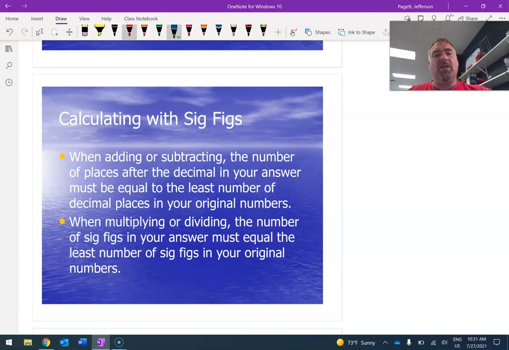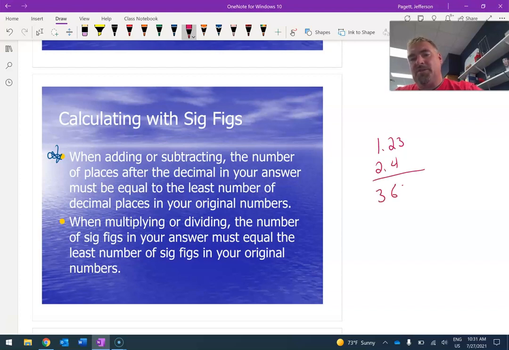But remember that when you're adding or subtracting, okay, the number of places after the decimal in your answer must be equal to the least number of decimal places in your original numbers. Okay, and there's a worksheet we're going to be working on here in a little bit. So if I go 1.23 and I want to add on 2.4, if I add those together, I'm going to get 3.63. But this last 3 isn't significant because I only have one place after my decimal in this particular number, so I can only have 1 after this one.